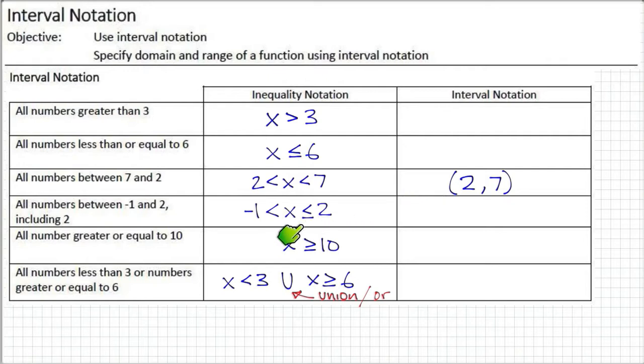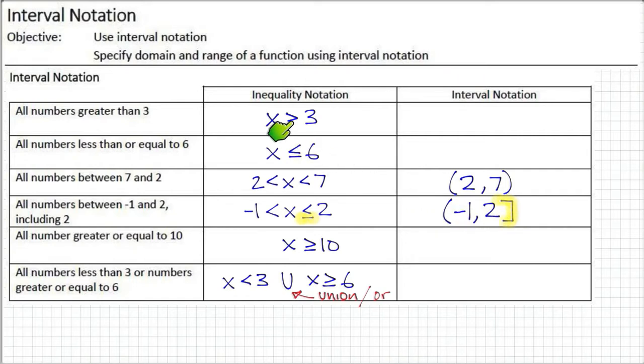So now we have to say, well, what do I do with this equal here? Okay, so in this case, we change it up a little bit. When we have the equal sign, we say, well, I do want to include the 2 here. So now we say, well, I do want to include the 2 using this bracket here. So not including the -1, but including the 2.